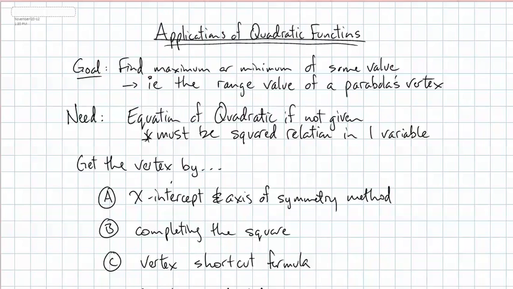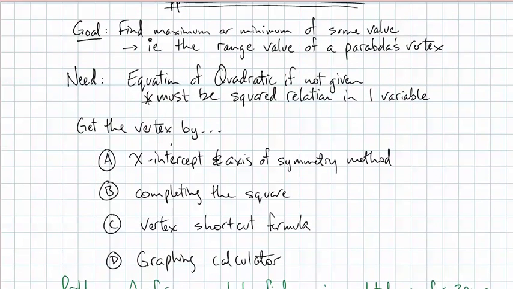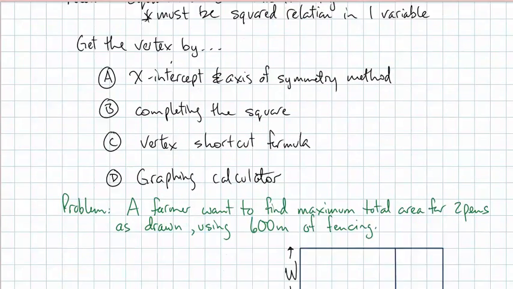Well, we've got four choices. We have finding the x-intercepts, using the mean to get the axis of symmetry, and then the vertex being on the mean. We can complete the square. We've also learned a shortcut formula for finding the vertex. And lastly, I'm going to show you how to do this on a graphing calculator, if nothing else, at least for a check. So here's the problem we're going to work on.